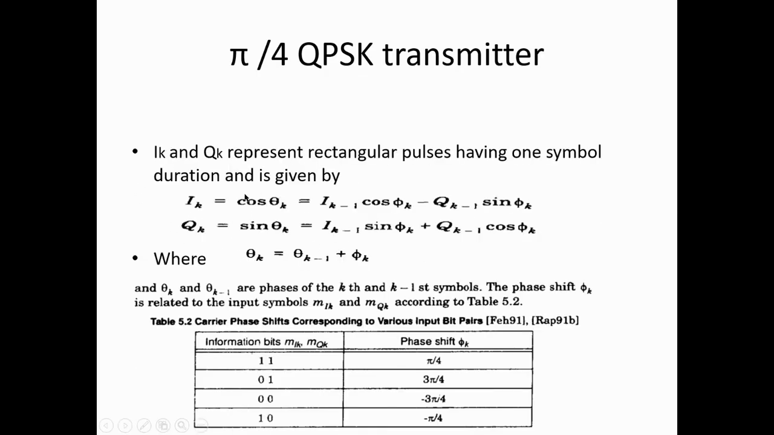K is represented in terms of cos qk, which can be derived from the in-phase and quadrature phase components of the previous equations, using the past values ik minus 1 and qk minus 1 of sin qk. Similarly, the quadrature phase component is in terms of sin qk, which is also taken from the previous values. Normally theta k is equal to theta k minus 1 plus phi k, where phi k provides the phase shift value.